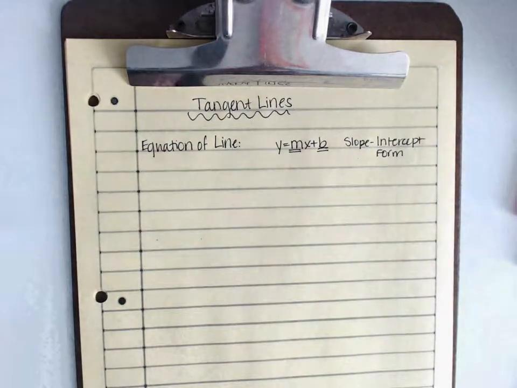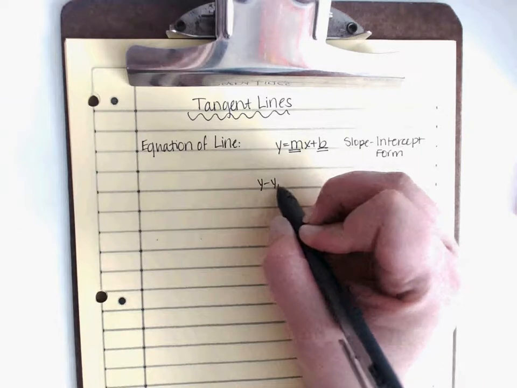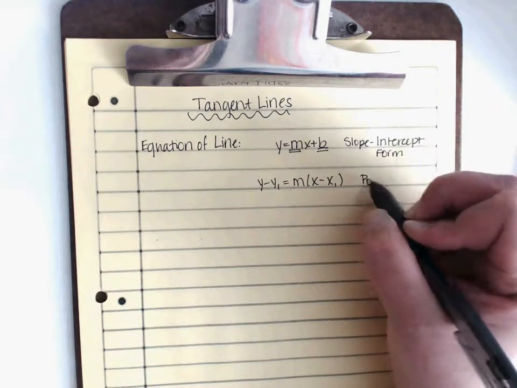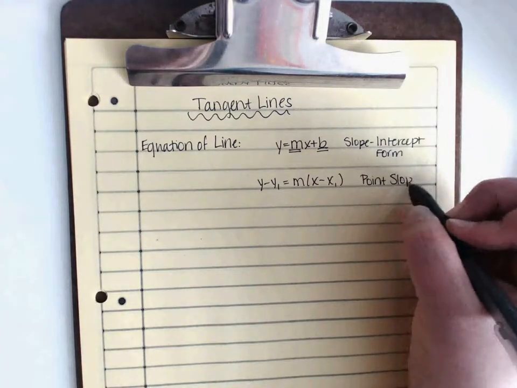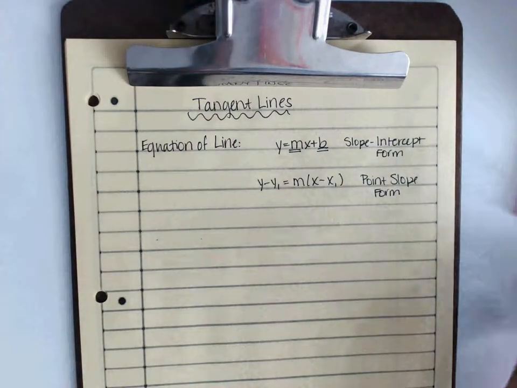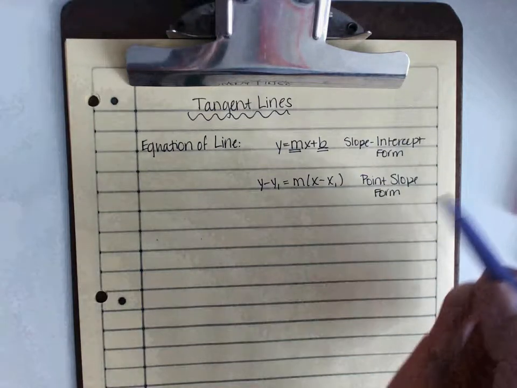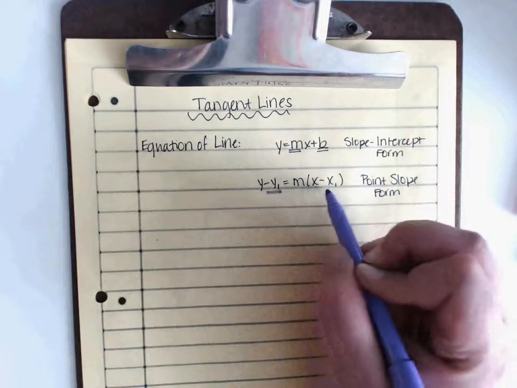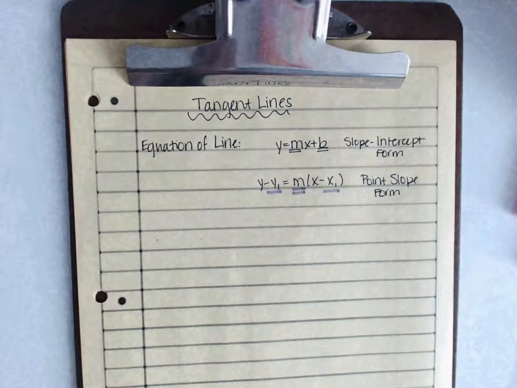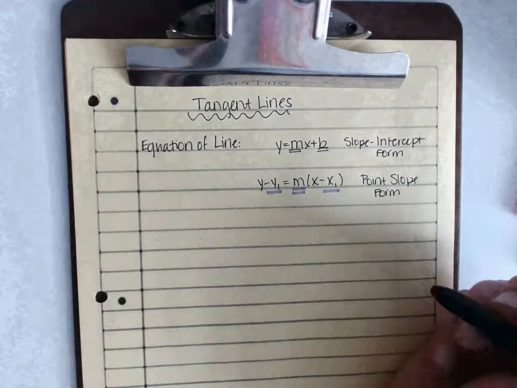Everybody always remembers that equation, but the other equation that you should know is y minus y1 equals m times x minus x1. Okay, that is called point-slope form. It's called point-slope form for pretty much the same reason as the other one. Those are the ingredients that you need to write the equation in this form. So you need a point, x1, y1, and then you need a slope. That's your m. So you have 2 different equations for writing the equation for a line.